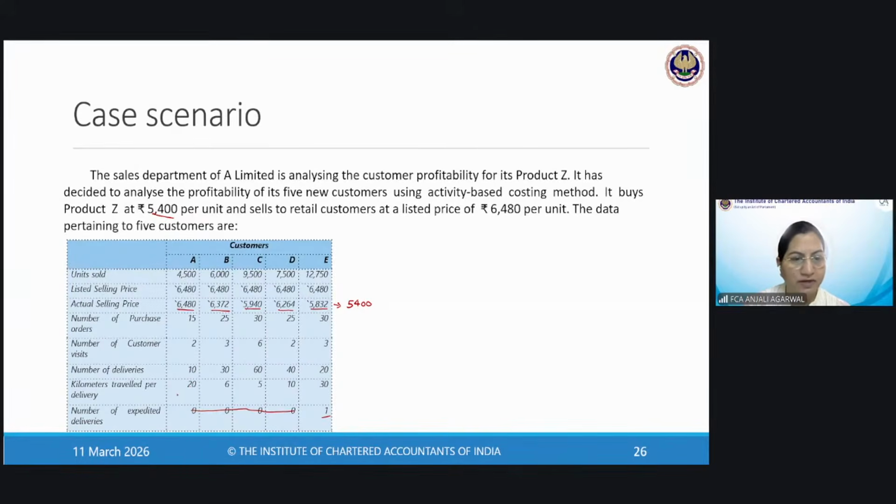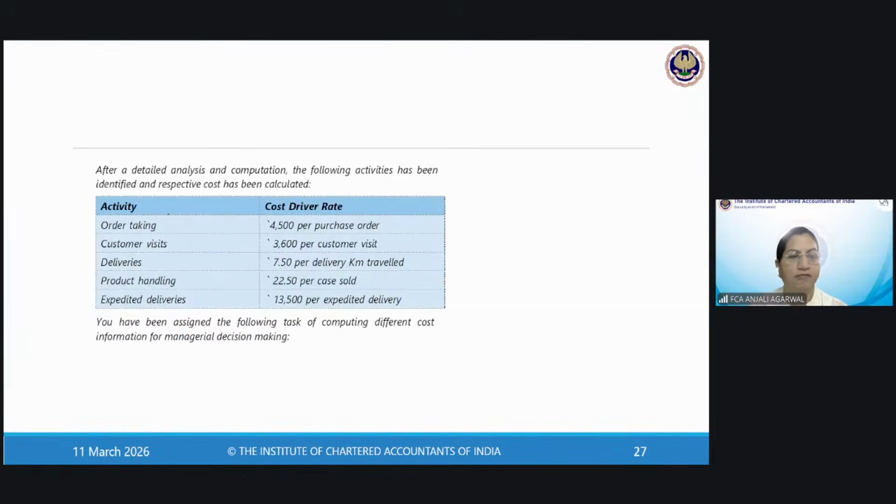So total kilometers traveled would be 200 for A, 180 for B, 300 kilometers for C, and 400 kilometers for D, whereas 600 kilometers for E. So, though C was quite near, only 5 kilometers away, but we had given 60 deliveries. And then you will see what is the different cost.